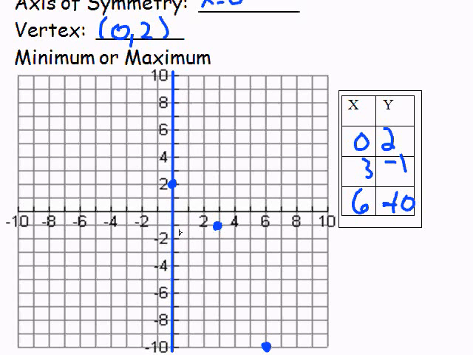We notice this is 3 away from the axis. We're going to go 3 on the other side of our axis of symmetry. This one is 6 away, so we're going to go 6 to the other side of our axis of symmetry. We connect the dots in our U shape, and we have graphed another parabola. Again, it had a maximum.